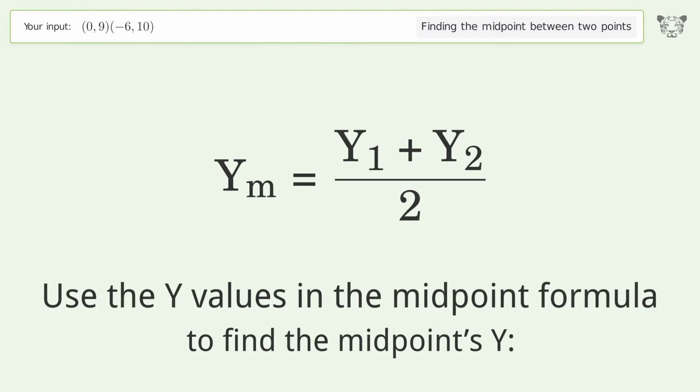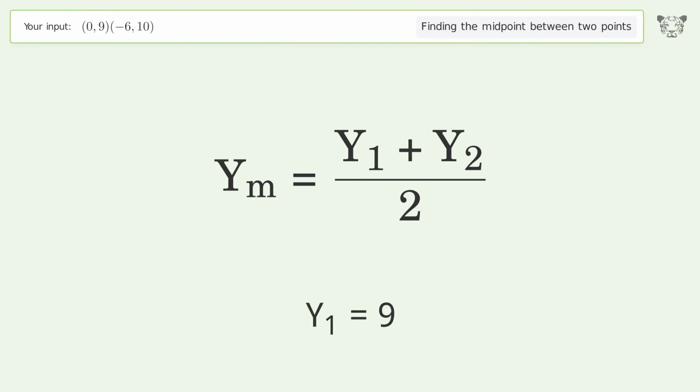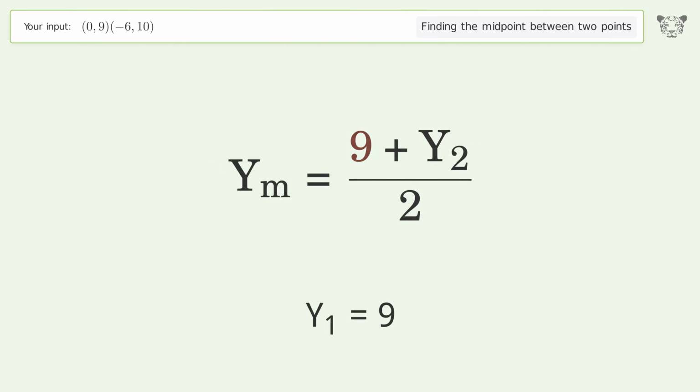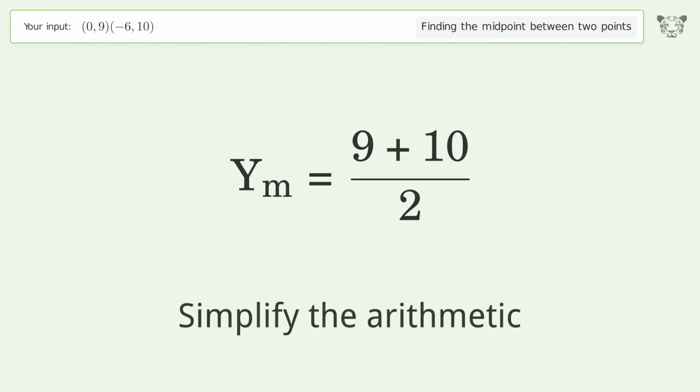Use the y values in the midpoint formula to find the midpoint's y. y1 equals 9. y2 equals 10. Simplify the arithmetic.